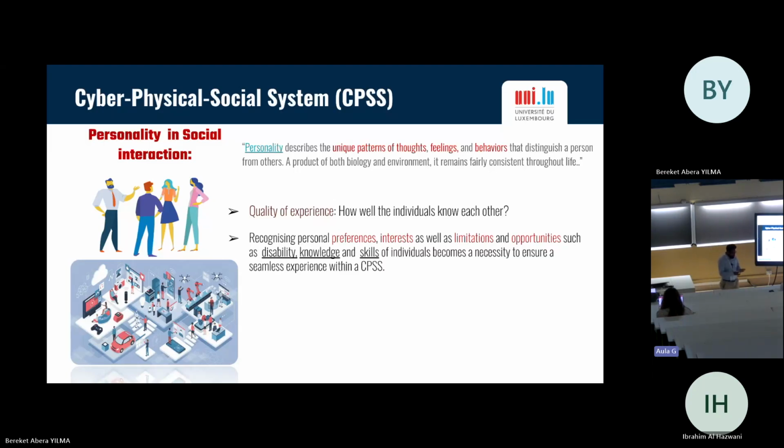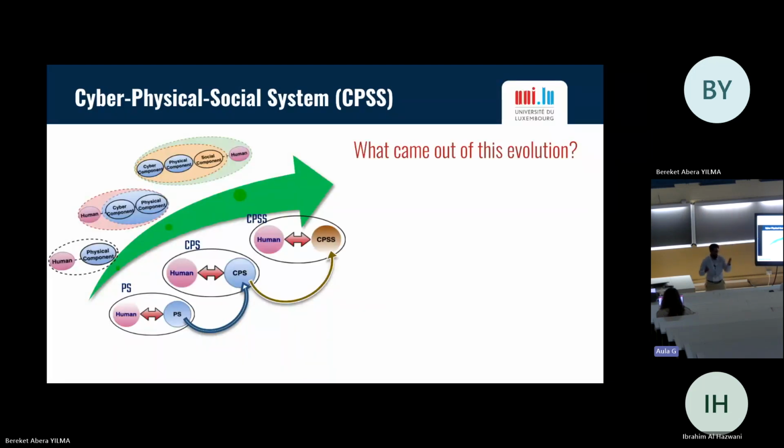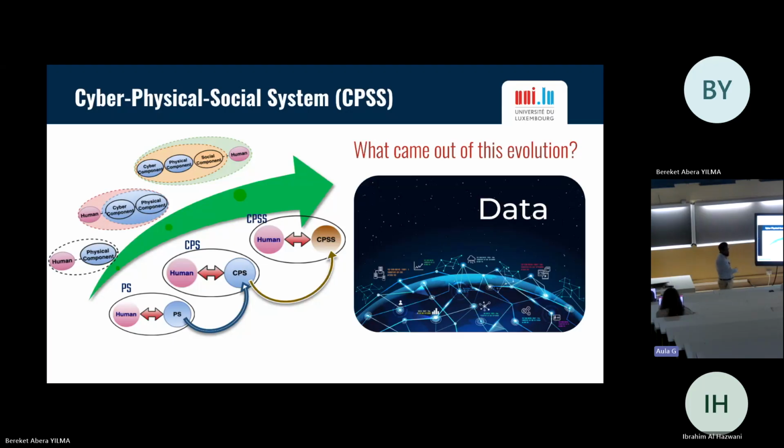And so this kind of positions the concept of personalization at the heart of this paradigm shift. When we bring the social component in CPSS, the added S essentially has a lot to do with personality and personalization. And personalization, of course, is not a new concept. It's been researched since the 90s. But what comes out of this evolution is essentially data, right?